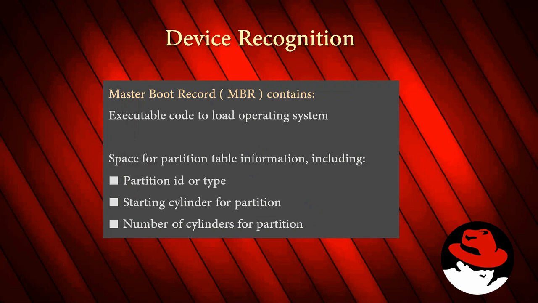of the drive. This executable code is called the bootloader. The bootloader starts your system. The basic bootloader may be GRUB, the Grand Unified Bootloader. The space for partition table information includes the partition ID or type, a starting cylinder for the partition, and the number of cylinders for a partition. This is how a device is recognized.